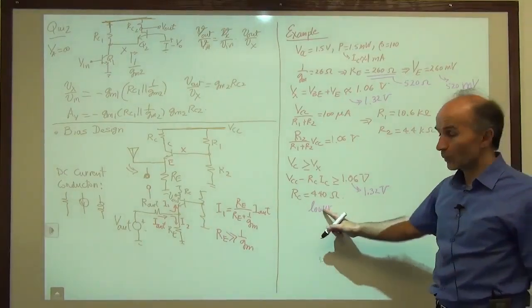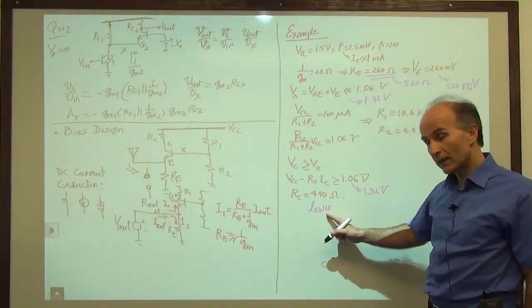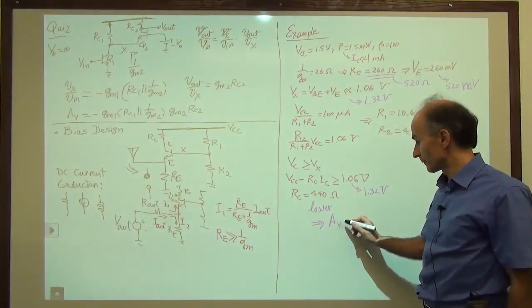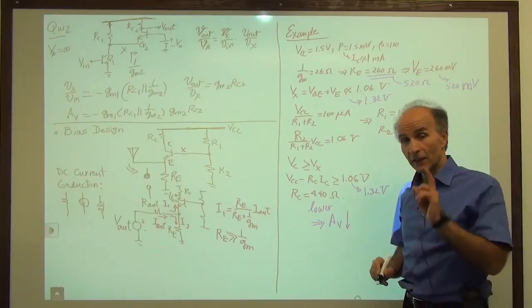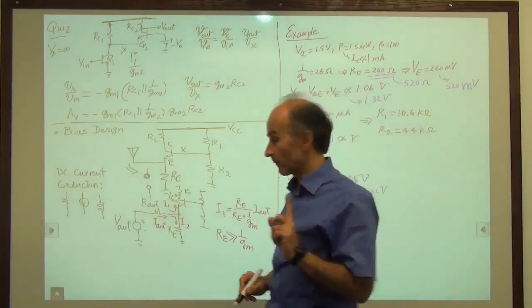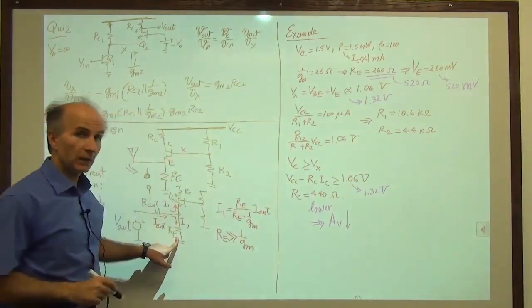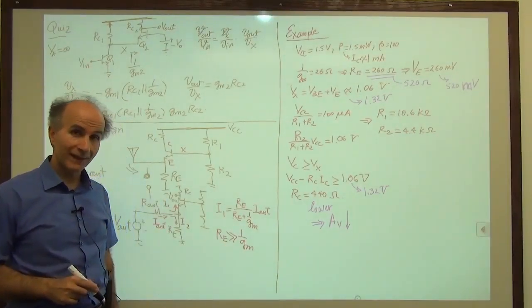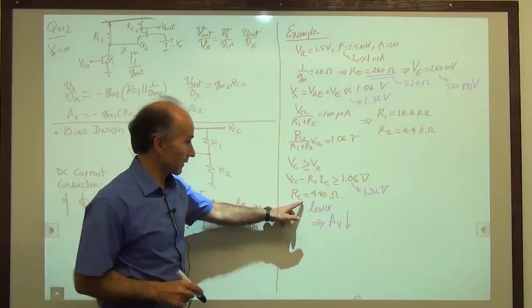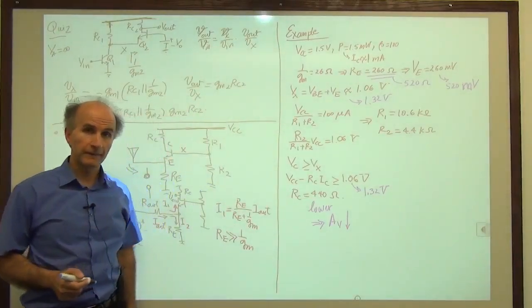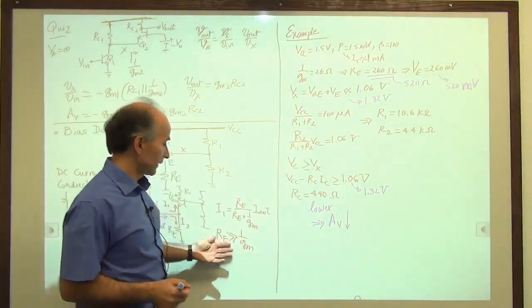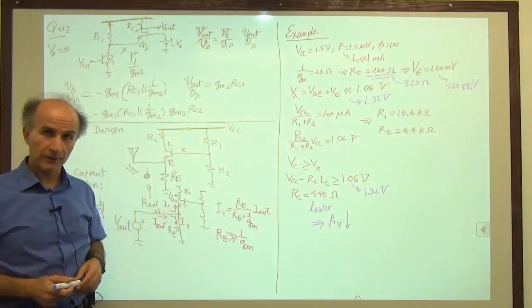So because RC is lower, what happens to the gain? The gain will be lower. So AV drops. That's the price that we pay if we pick RE to be larger and larger to satisfy this constraint. We are losing gain very quickly because RC becomes smaller and smaller. So typically we don't go much beyond 10 times 1 over GM for these reasons.